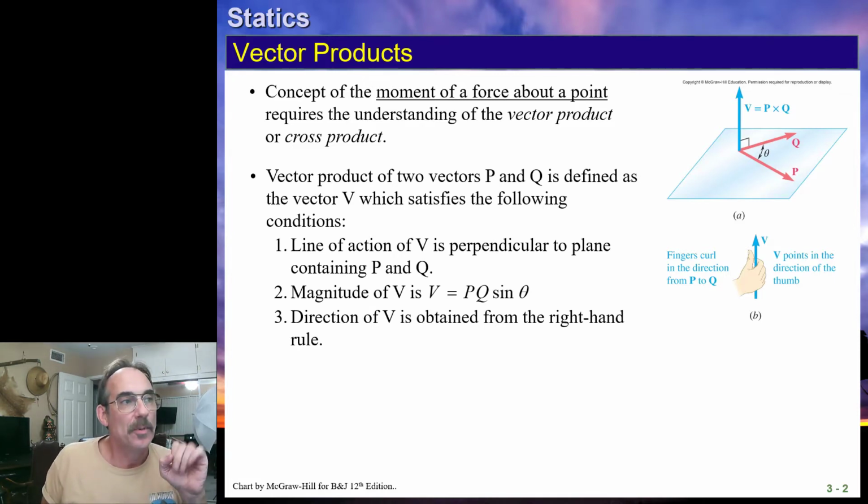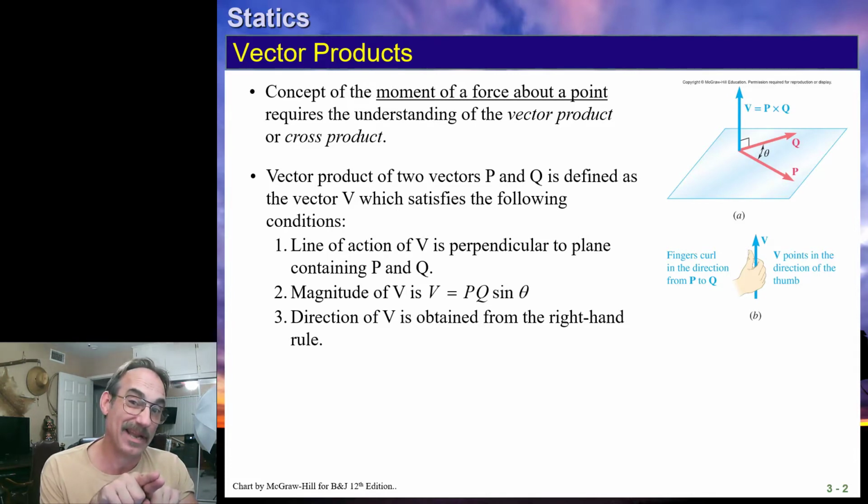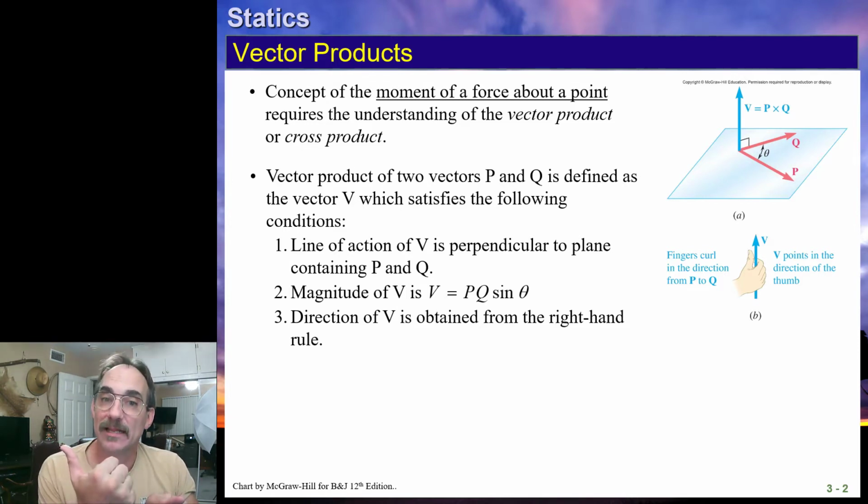Now, this vector product of two vectors, P and Q, is defined as follows. The line of action of the new vector, as I said before, is going to be perpendicular to the plane that contains those two vectors. Any two vectors create a plane. Well, if they're collinear, they don't, right? But then this won't work. If we have two non-collinear vectors, they're going to lie in the same plane. Actually, two collinear vectors do also. When we take the cross product of them, the cross product will be perpendicular to the plane that those lie in.